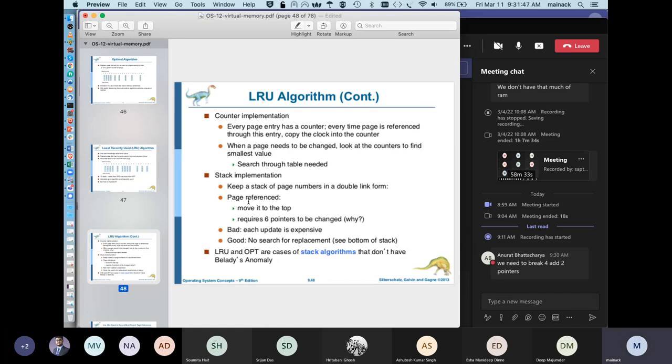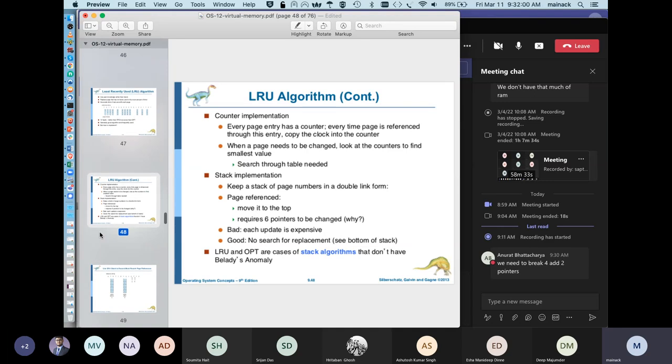In fact, LRU and OPT are cases of stack algorithms, as I mentioned. This can be implemented by stacks. And a stack algorithm is essentially an algorithm where if you have n plus 1 frames, that will cover whatever would be the content for n frames, for whatever the reference string is.